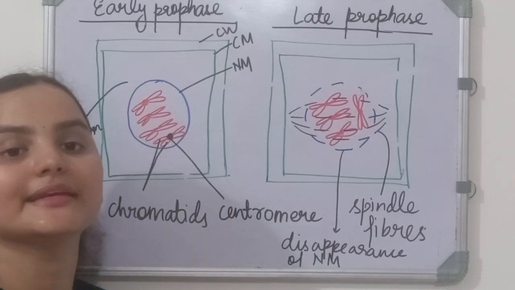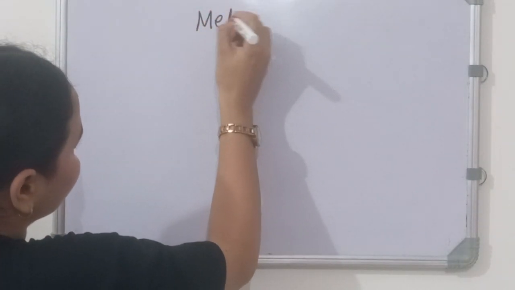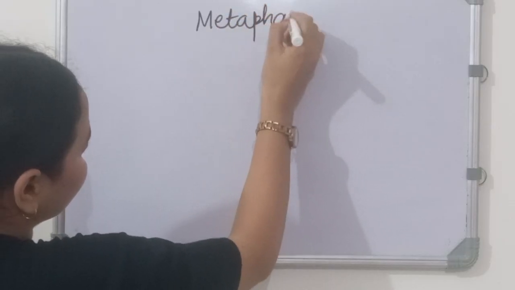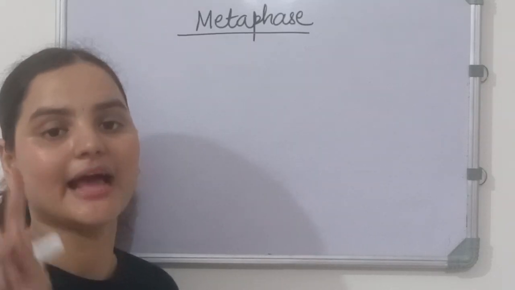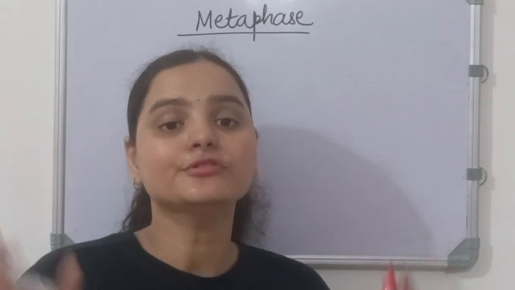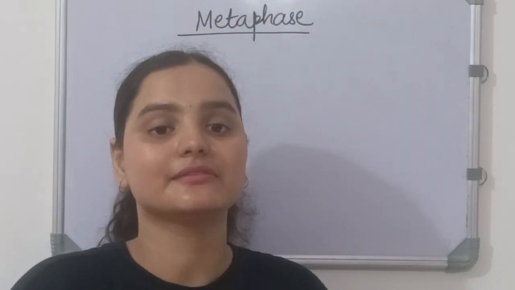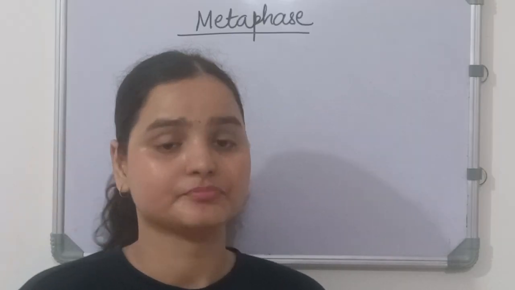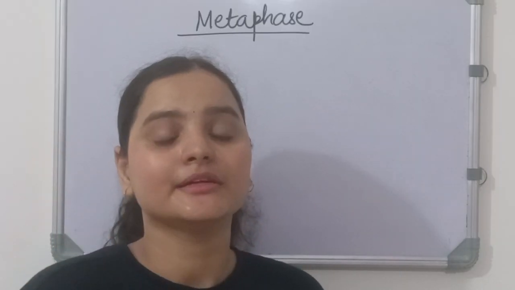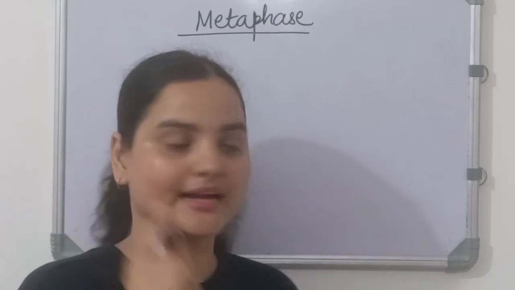Now let's move to the next phase, which is metaphase. Let's understand metaphase. So in metaphase, two important things happen. First is the chromosomes, now they arrange themselves at the center. Okay, they arrange themselves in one plane at the equator. And the second important point is through their centromere, the chromosomes get attached to the spindle fibers. Okay, let's write these 2 points.